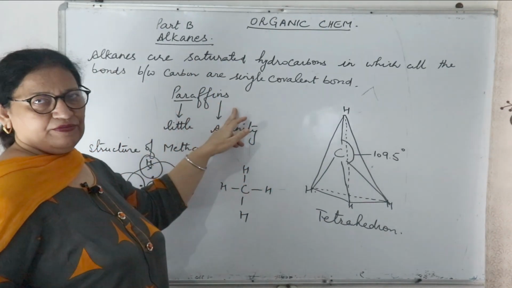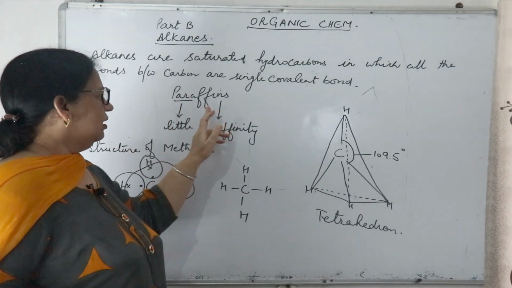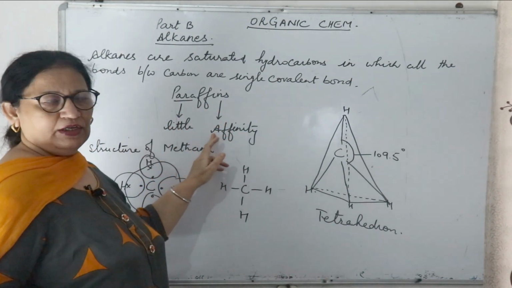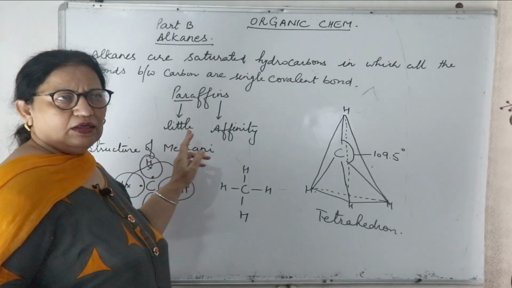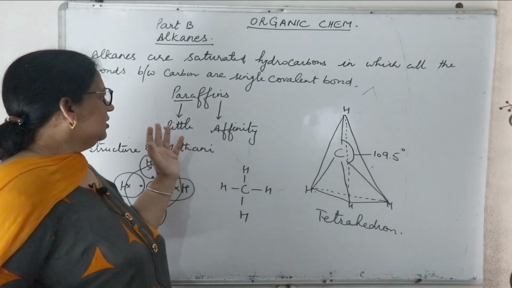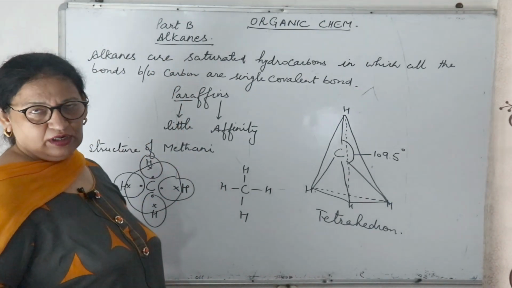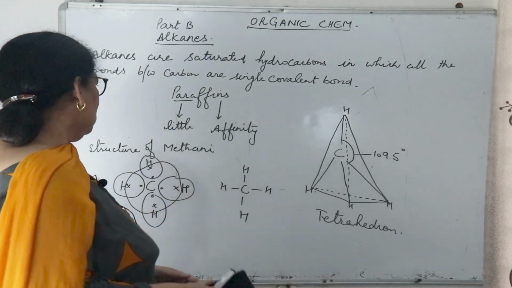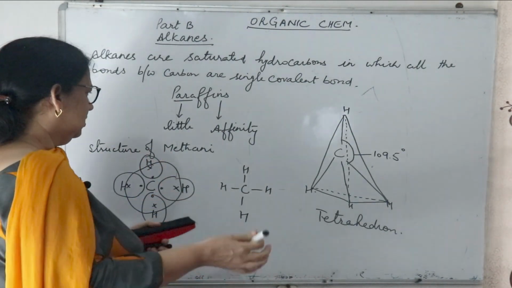They are also called paraffins. Why are they called paraffins? Para means little, affin means affinity, which means they have little affinity. At ordinary temperature, these alkanes are almost unreactive compounds. Now we'll discuss methane and ethane in this part.